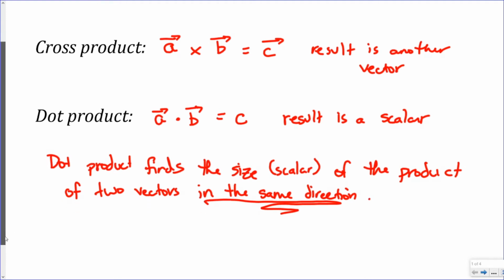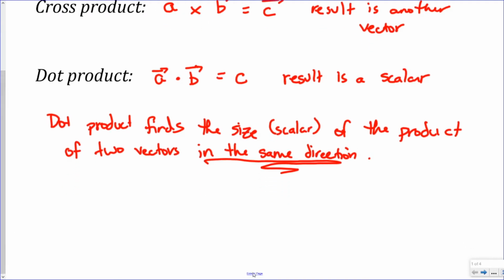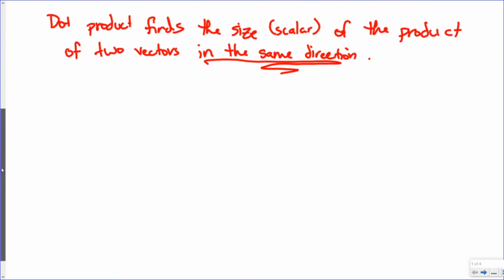So what does that mean? Let's take a look at an example here and actually write down how we find the dot product. So if I have two vectors, let's say vector A and vector B, A and B. The dot product, if I wanted to know what A dot B is, I'm asked to find what is the product of these two in the same direction. Well, you can see they're not pointed in the same direction right now. So how do we actually do that?